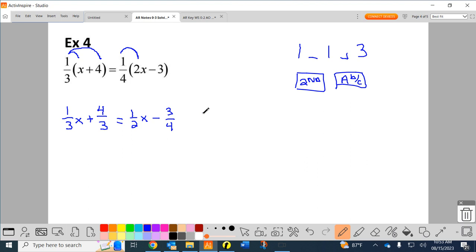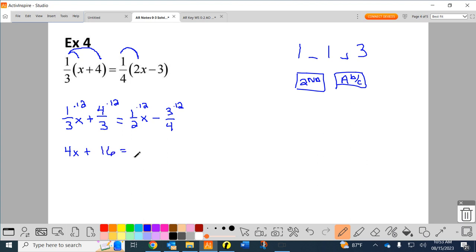Okay. Everything by 12. 3, 2, and 4 will all go into 12, so we multiply everything by 12. Okay, guys. Y'all want to see the way we do it so we don't even have to use a calculator? Watch. 3 goes into 12 4 times. 4 times 1 is 4x plus 3 goes into 12 4 times. 4 times 4 is 16.